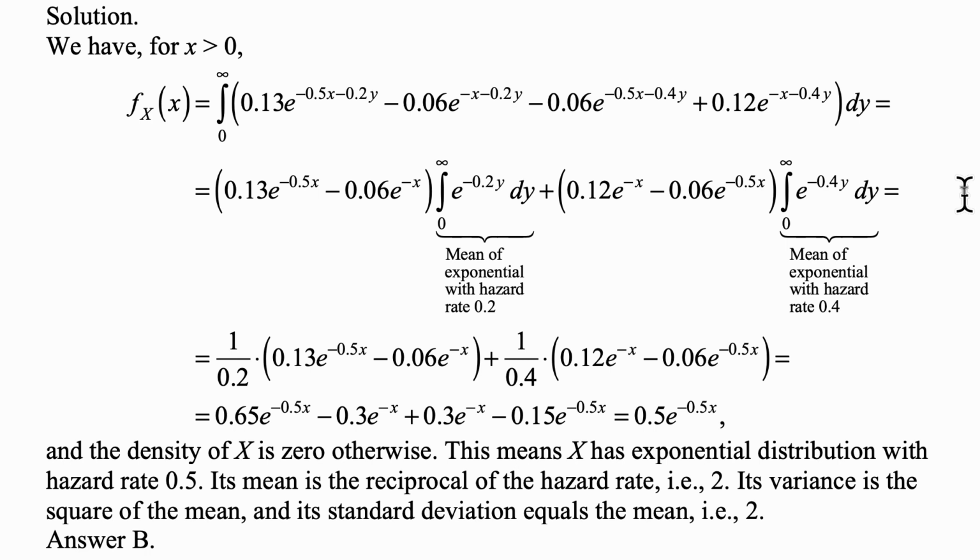So x has that distribution. The mean is the reciprocal of the hazard rate, so it's 2. 1 over 0.5 is 2. The variance is the square of the mean, so it's 4. And the standard deviation is the square root of that, so it is equal to the mean, and it's 2. And that's answer B.